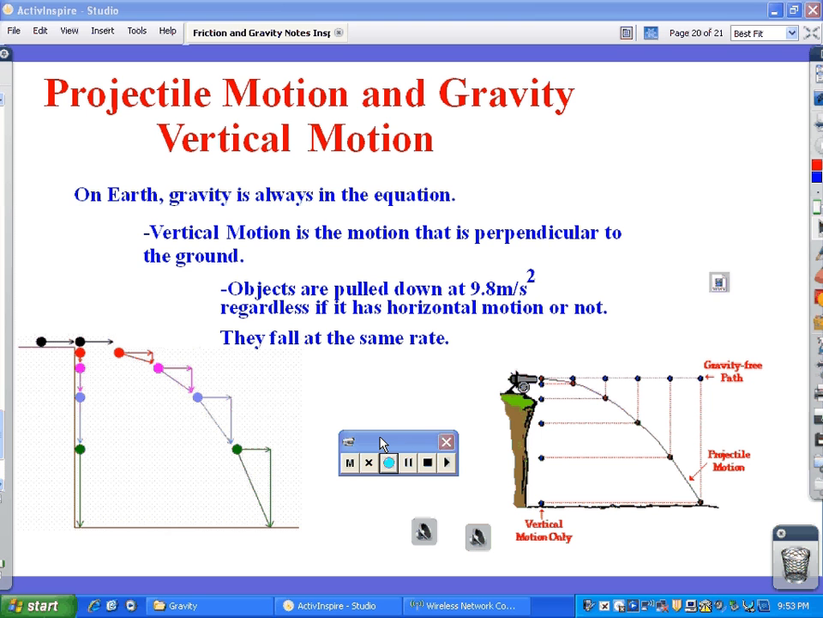Vertical motion is perpendicular to the ground. What does that mean? Well, it's perpendicular from math. It's basically a big plus sign. When things are shot out as a projectile horizontally, they fall at the same rate as if you just drop something. It does not matter if it shoots out or if it just dropped. They fall at the exact same rate. That rate being 9.8 meters a second squared.